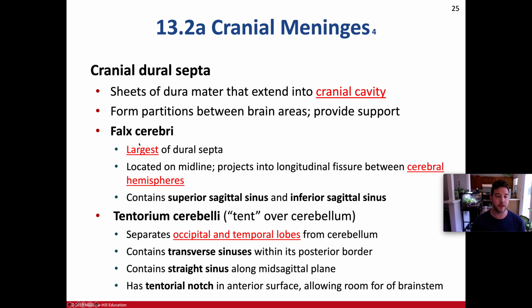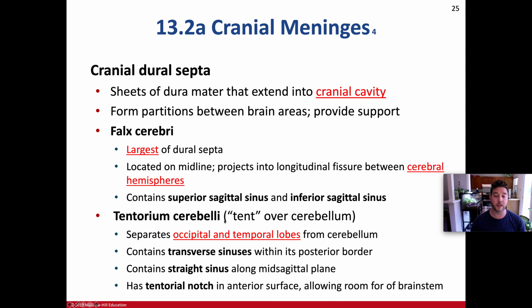These have several different names. The largest one is the falx cerebri. It's the largest of the dural septa. It's located along the midline and then projects into the longitudinal fissure between the cerebral hemispheres. It has the superior sagittal sinus and inferior sagittal sinus.